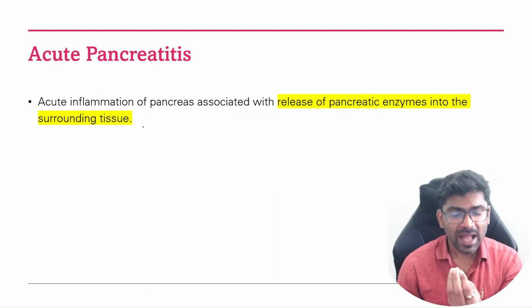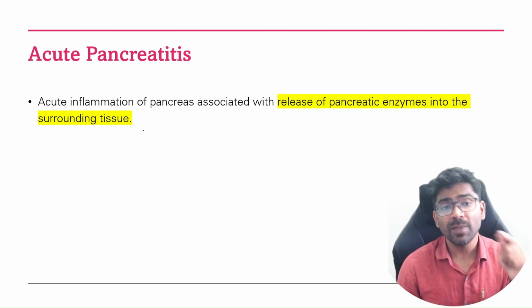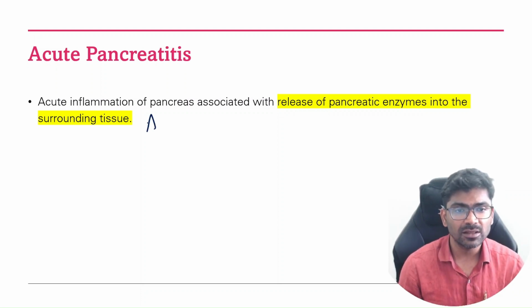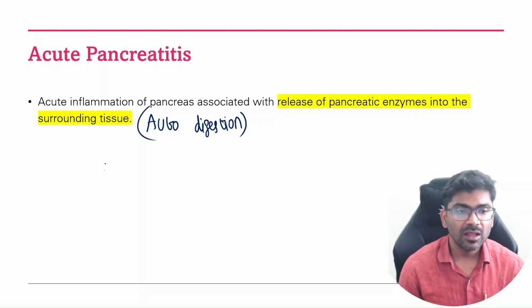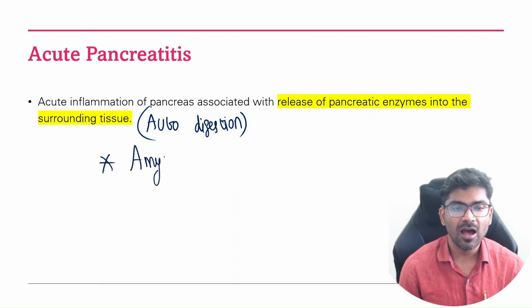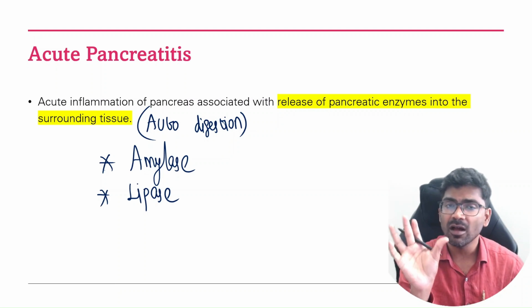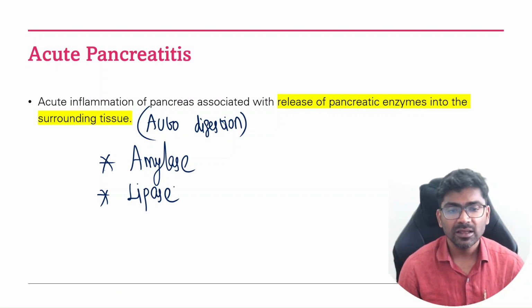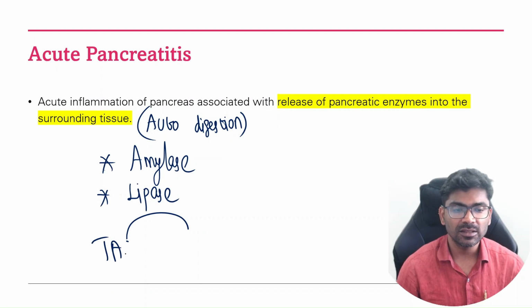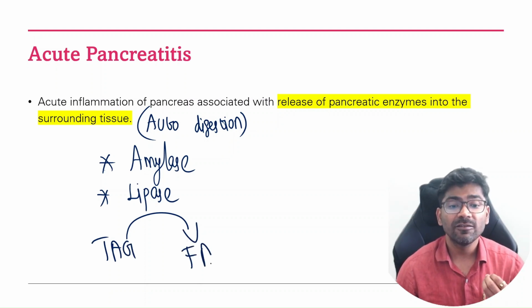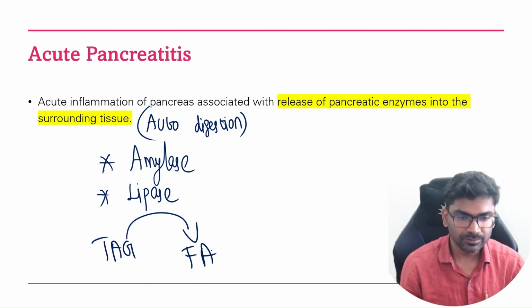So, the pancreatic enzymes are released into the pancreas as well as surrounding tissue. That is why there is auto digestion of pancreatic tissue happening. So there are enzymes released. Enzymes like alpha amylase, which breaks starch. Enzymes like lipase, which breaks fat. Fat means always triglyceride. Lipase acts on triacylglycerol and it releases fatty acids.